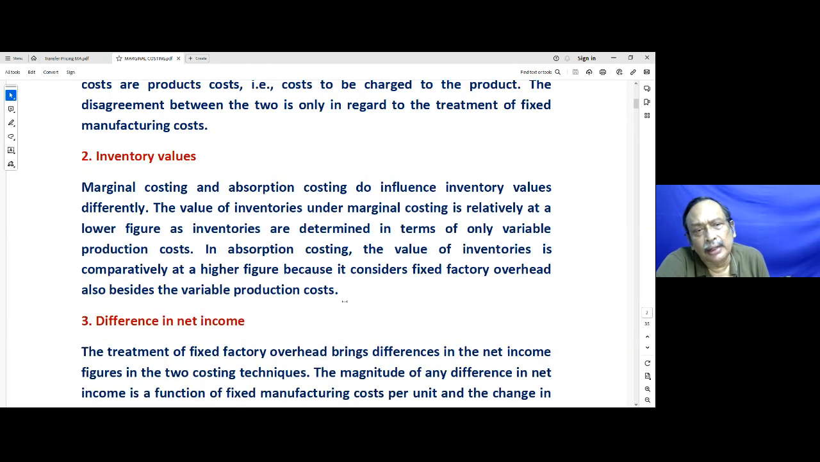Then comes inventory values. There will definitely be certain inventory in the form of raw material, work in progress and finished goods. Now, I'm talking about finished goods inventory. Marginal costing and absorption costing do influence inventory values differently. The value of inventories under marginal costing is relatively lower, as inventories are determined in terms of only variable production cost. So this is a vital point. In absorption costing, the value of inventories is comparatively higher because it considers fixed factory overhead also, besides the variable production cost.